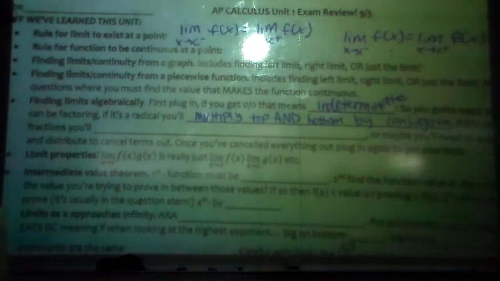If it's complex fractions, again multiply top and bottom by that common denominator. Or sometimes you'll have to expand, and then things will cancel out, and once you've canceled everything out, you plug in again to get your limit. Intermediate value theorem: first it must be continuous. And third, the value has to be between those two. And if you have proved it, then you proved it by IVT.